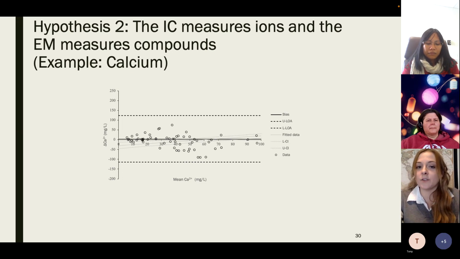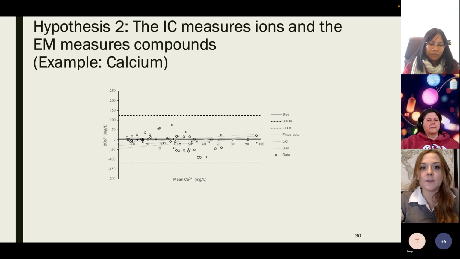However, that means it's disregarding any other compound that calcium may be bound to. For example, farmers use calcium sulfate, or gypsum, as a fertilizer additive. So we're not getting any of the calcium measures that are coming from the gypsum or even natural sources of gypsum. We're really not getting the full picture because they're not measuring the same analyte.